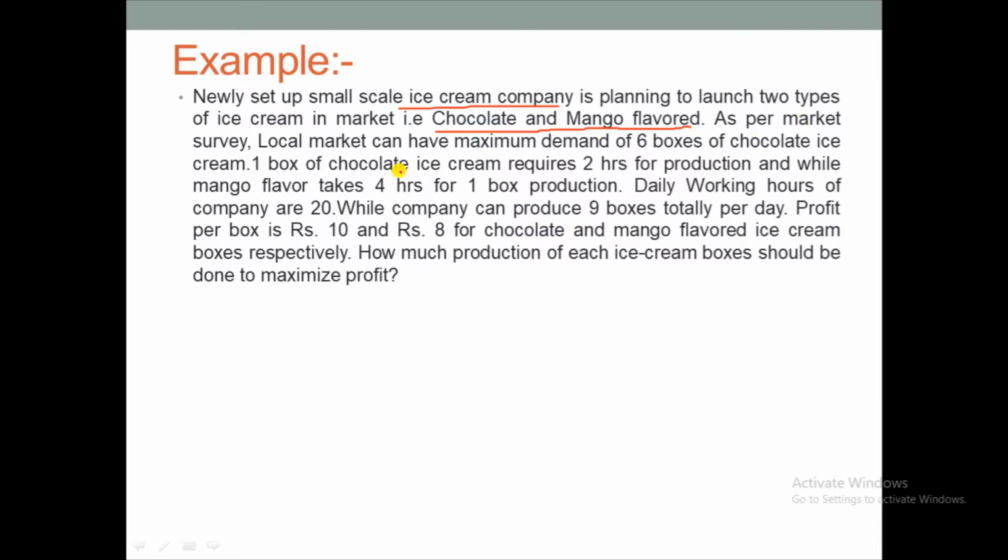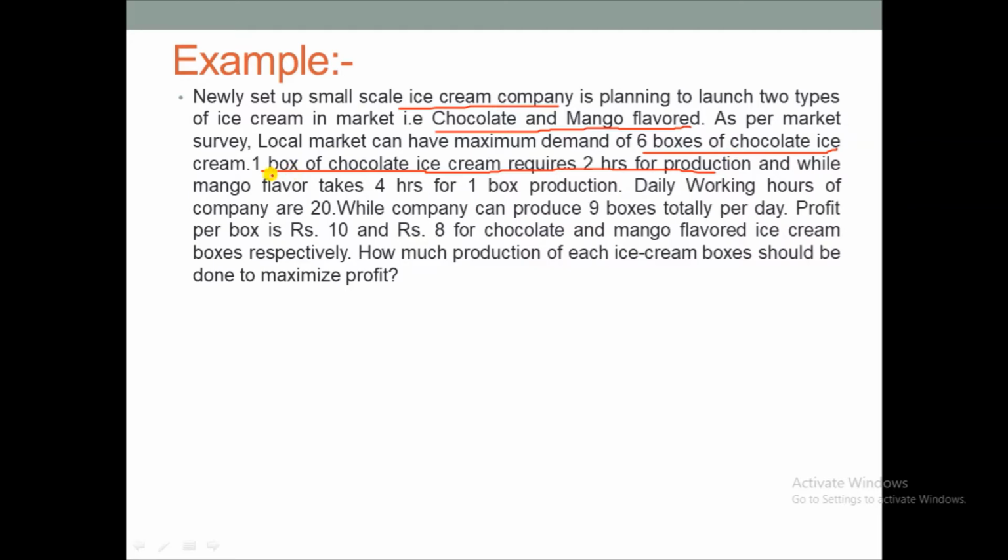Now as per the market survey, the local market can have a maximum demand of 6 boxes of chocolate ice cream and 1 box of mango ice cream. It says that 1 box of chocolate ice cream requires 2 hours of production, while mango flavor takes 4 hours for 1 box production. So once again we'll see this. As per market survey, the local market can have a maximum demand of 6 boxes of chocolate ice cream. So the market says that it can accommodate only 6 boxes of chocolate ice cream.